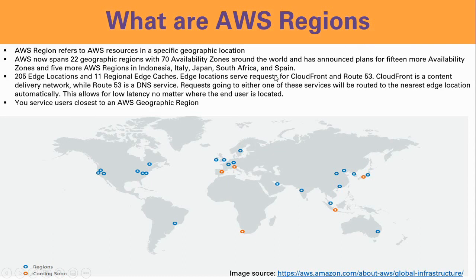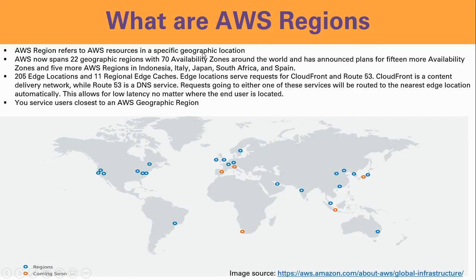Currently, AWS spans 22 geographic regions with 70 availability zones around the world, and there's an announcement of plans for 15 more availability zones, also known as AZs, and 5 more AWS regions in Indonesia, Italy, Japan, South Africa, and Spain.